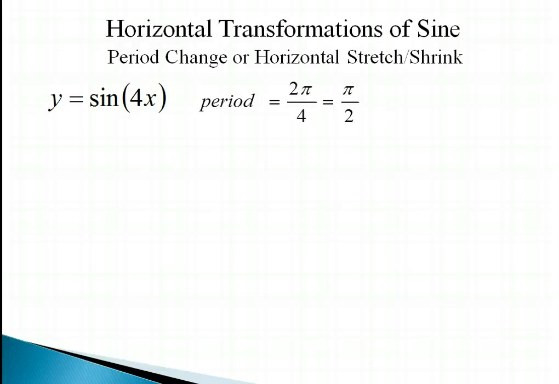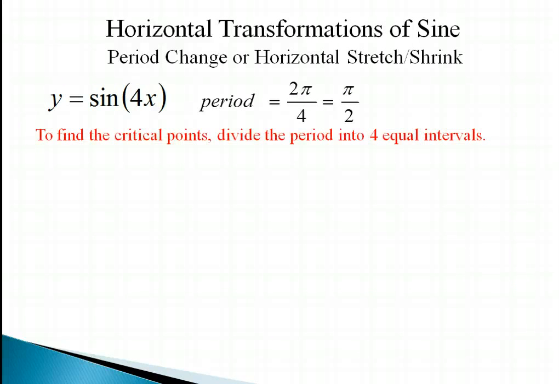So what we're going to do is take our period, which is pi over 2, and divide it into 4 equal intervals. Remember, on the parent graph, we had 4 intervals between 0 and 2 pi where we had critical points. So we want to find those here as well. So we're going to take our period and divide it by 4 or multiply it by 1/4. So this means that every pi over 8 units, we're going to have a critical point on our graph.